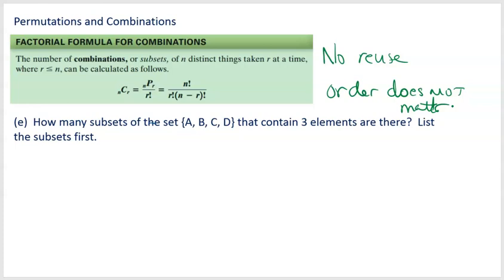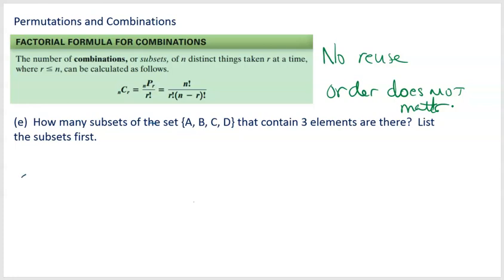All right, so got a problem here for you that doesn't necessarily use this formula right off the bat. The way it asks the question, it just says how many subsets of the set A, B, C, D that contain three elements are there, and they want us to list the subsets first before we find out how many elements there are. There are different ways to list subsets. You could do the branching thing. Let me talk to you about that.